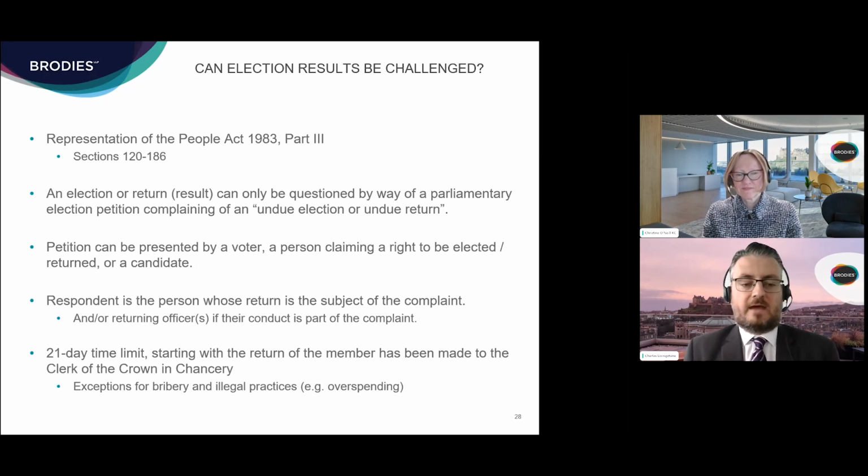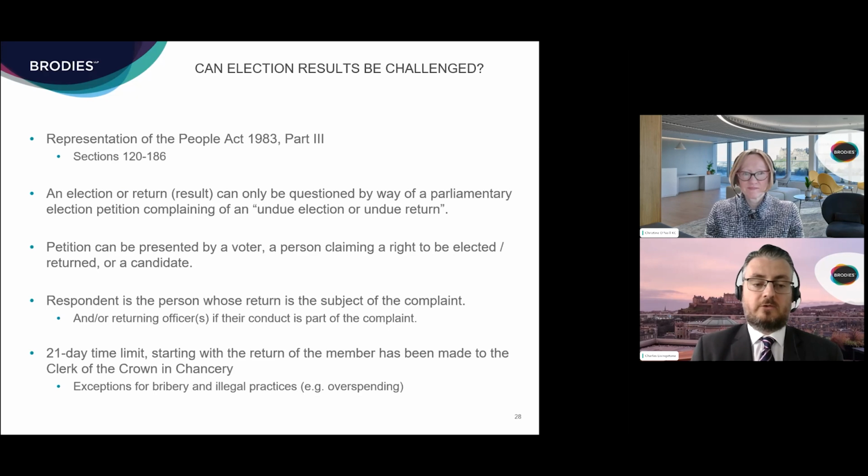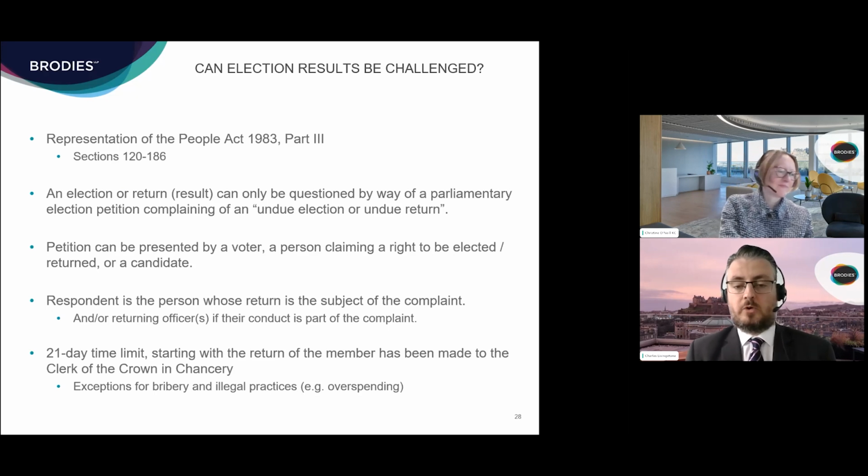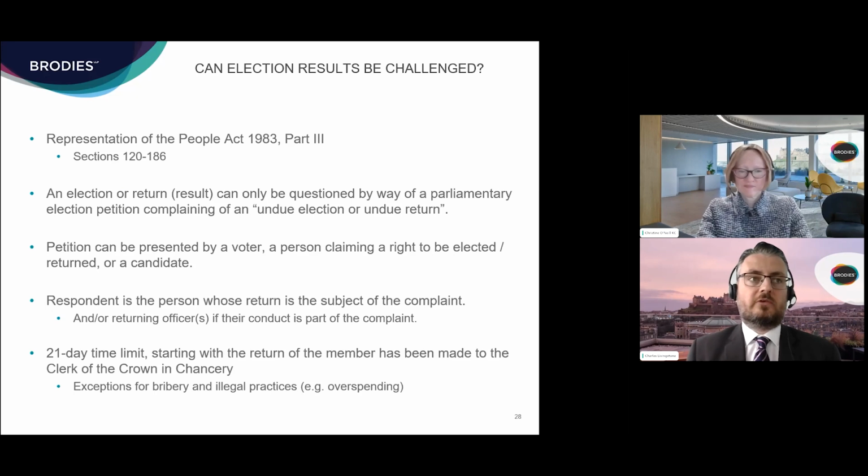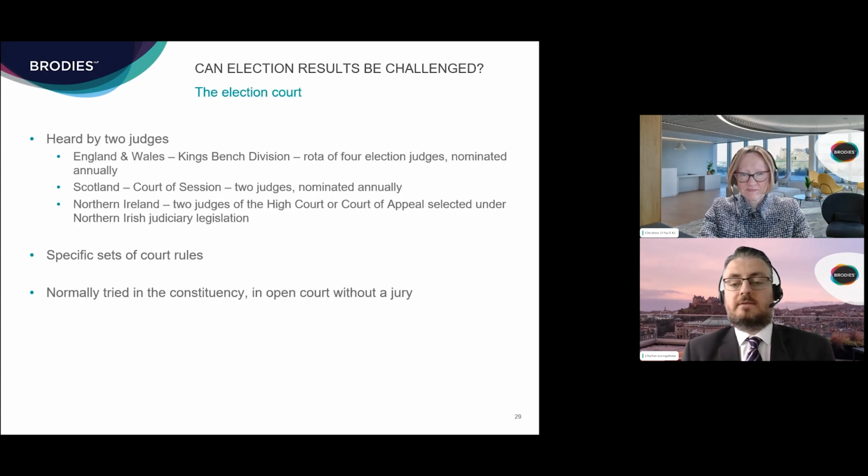There are exceptions to that for bribery, if the complaint is that somebody was elected and then after they were elected or sworn in, they paid off the voter at that point, 28 days from the date of payment. Similarly with illegal practices, if overspending is uncovered because of a financial return, then the time starts to run from that financial return. The challenge is then heard by the election court, which is on our next slide.